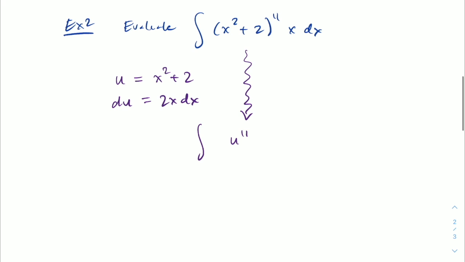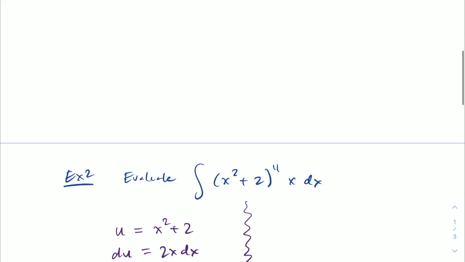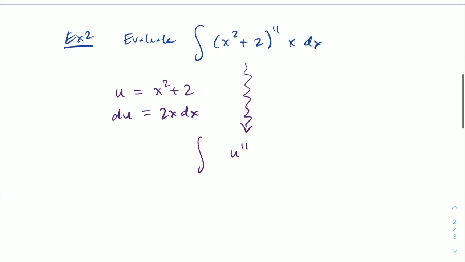So if we go back to our rule here, we said we're going to find du, and it also says we may need to adjust this du. So let's go over here. We have an x dx, and we're going to now adjust the du equals 2x dx equation so that it matches what's left over after our u substitution. So what I'm going to do is multiply both sides of this equation by 1/2, and I'll get 1/2 du equals x dx. And now I can substitute x dx for 1/2 du.